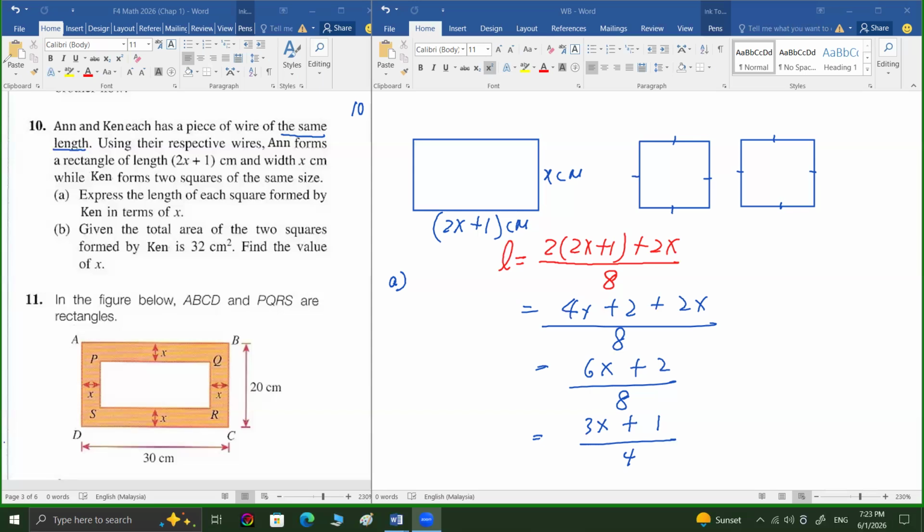Okay, next we see B. Given the total area of the two squares formed by Ken is 32 cm squared, find the value of x. Okay, class, how? It's quite easy, right? If you can do like this. If the total area for two squares, listen to me, I want you to try. 2 squares is 32? So 1 square?